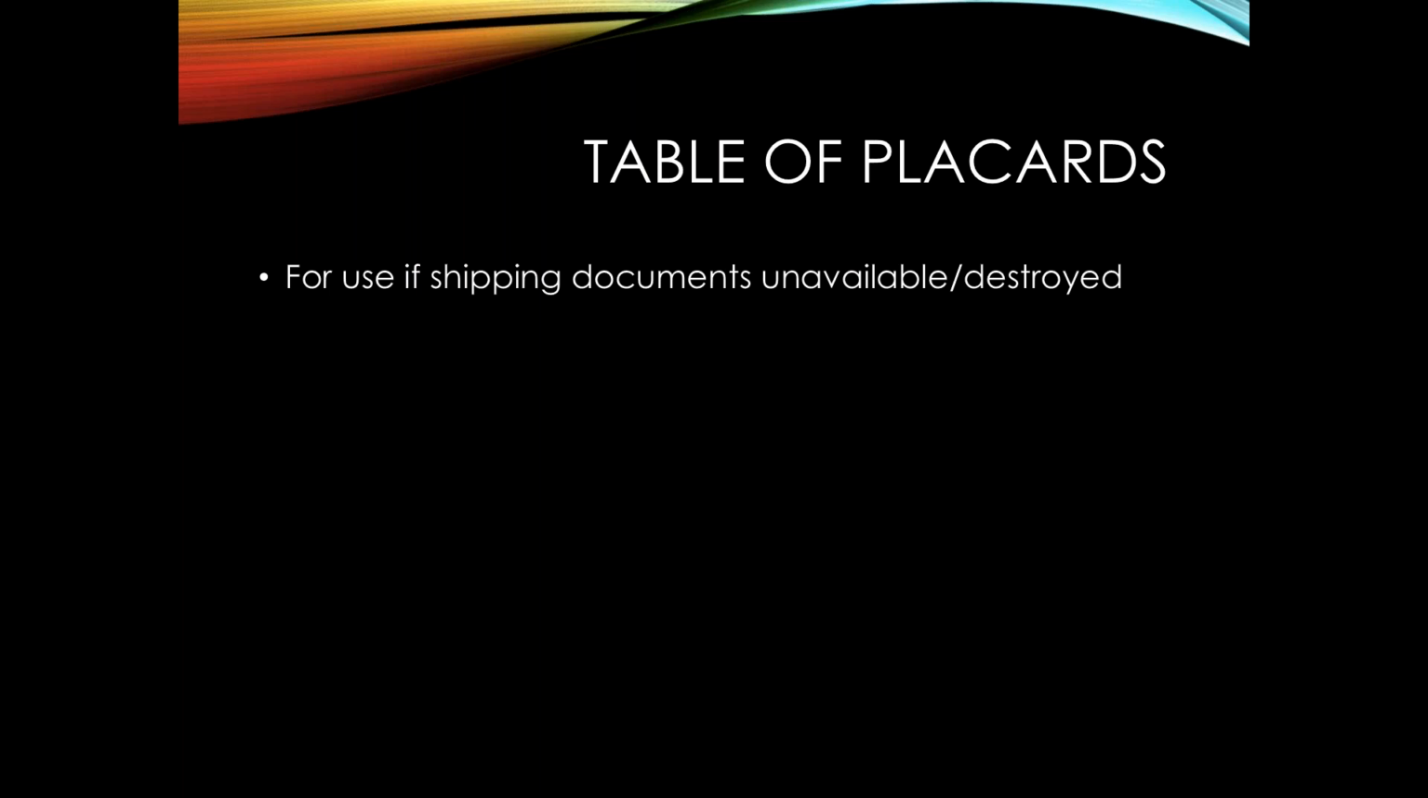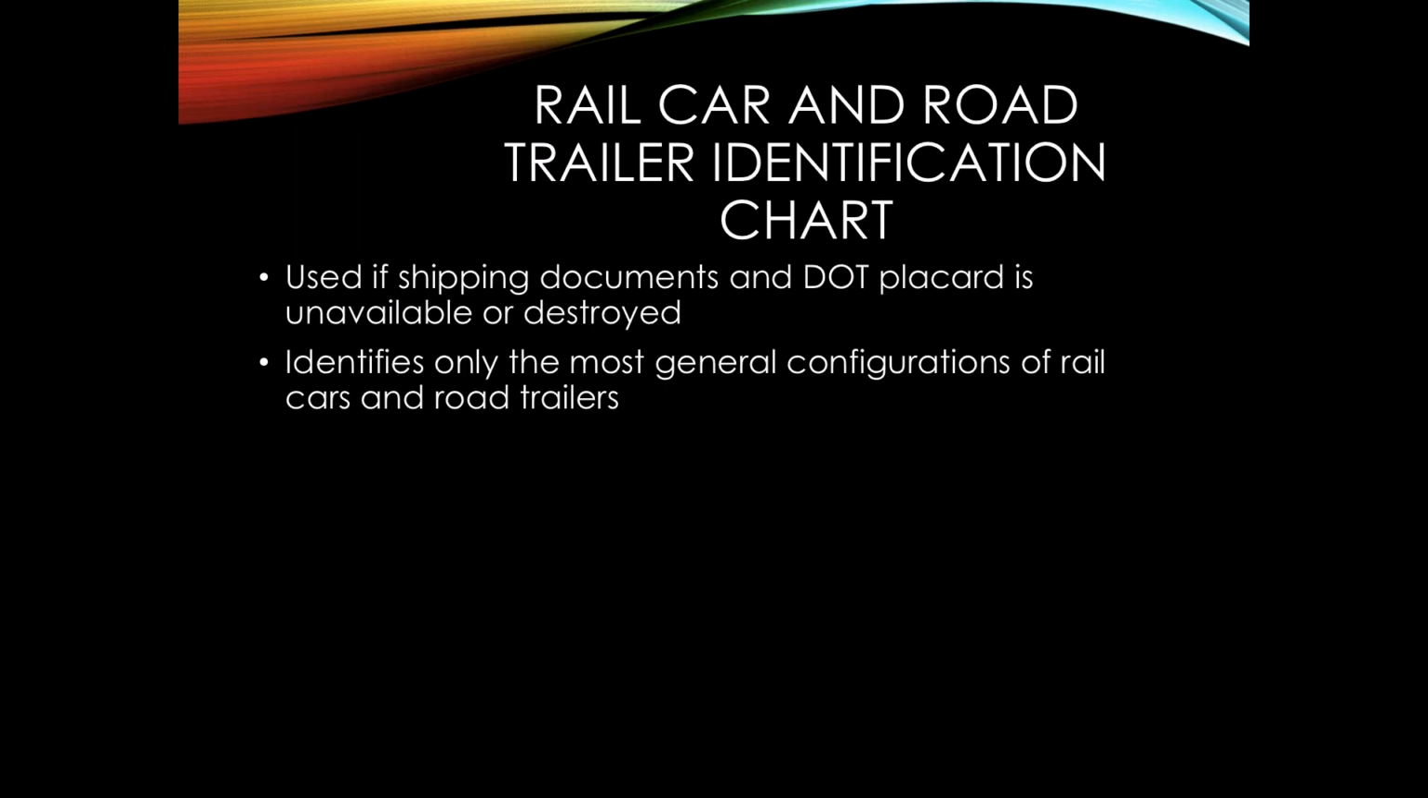This is your table of placards. So if you have an incident, all you see is the placard there. You look at the placard and look at the number that's circled on there. That tells you what guide number to go to in the orange section. This is used if your shipping documents are unavailable or destroyed. So they refer to the orange section based on the placard.